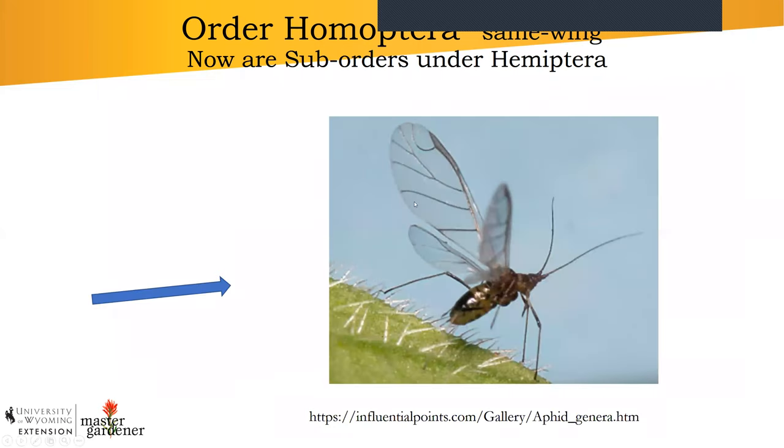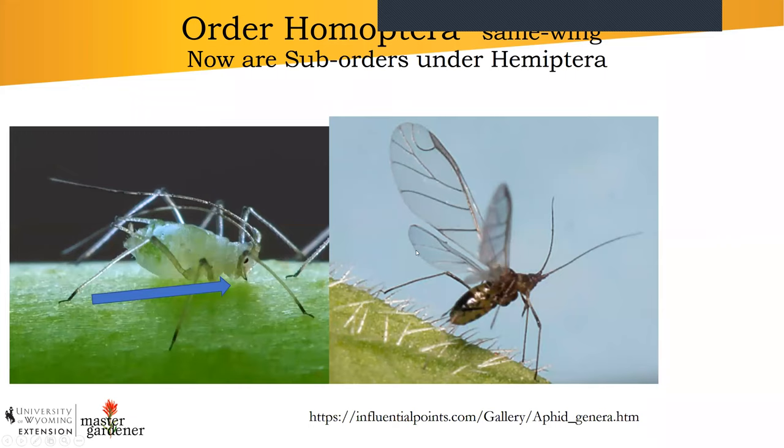Now, the Homoptera has the same wing, like I say, they've been moved into that. That includes the aphids. There are over 1,400 species of aphids in North America, and many of them have a winged form and a wingless form. Generally, the best way to identify them is to know the plant that you're seeing them on and the time of year, and then figure out, based on some of the references that I'll tell you about, which one you've got. In some cases, you can do an insecticide treatment that's labeled for aphids, and it will just say aphids and that plant, and you'd be okay.